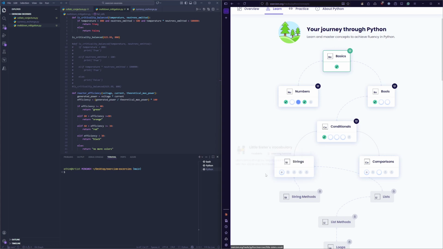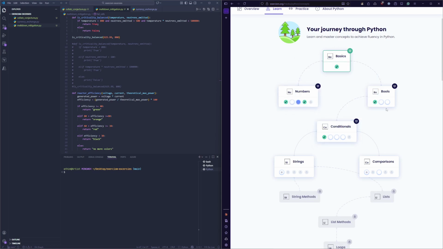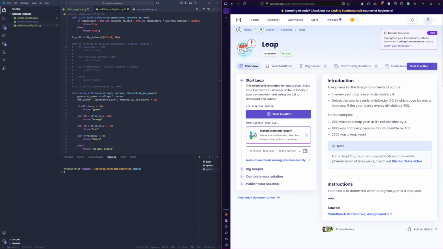Should I go into strings? Should I do some comparisons? I feel like I should really go back to numbers and bools because that's what everything is building off of right now that I can tell. And I'm having a hard time with numbers. Well, math, I should say. But let's go ahead and do some bools.